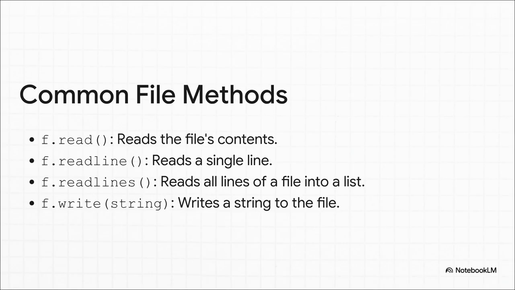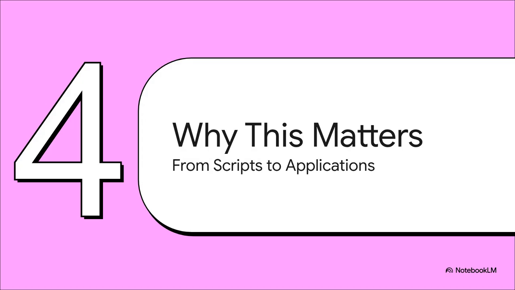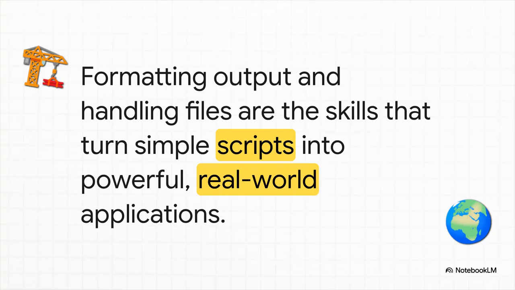Simple as that. Okay, let's zoom out for a minute. We've learned how to format our output and handle files safely. So what? What's the big picture here? Why are these two skills so foundational? It's because these are the essential building blocks that turn your code from just a simple script into a real-world application. They let your program communicate clearly with the user and, crucially, let it remember things by saving data to and loading it from memory.